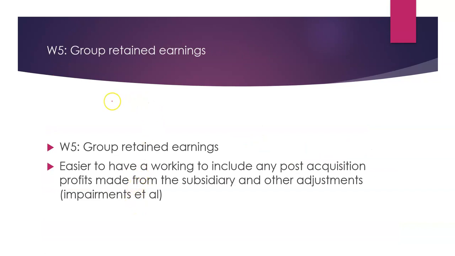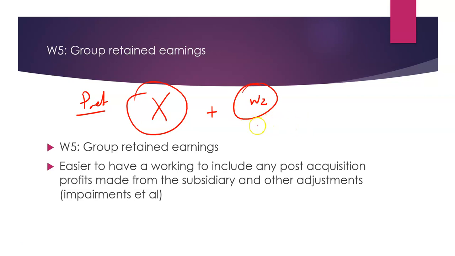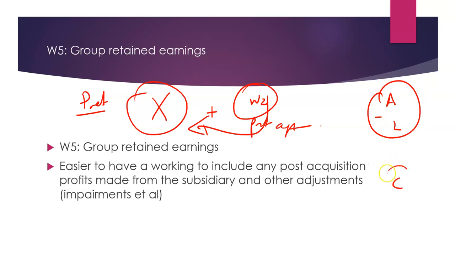And working five, if you like, is really the parent. We're looking at the parent, and the parent's always had its own big earnings. Now we're adding on, if you like, from working two, its own share of the post acquisition profits. Ultimately, any new movements in A minus L, as you would expect, will lead to a movement in C, and that increase in C must have its own share. Great. And it's easier to have a working to include. It's just better. And of course, any impairments as well, it will suffer.